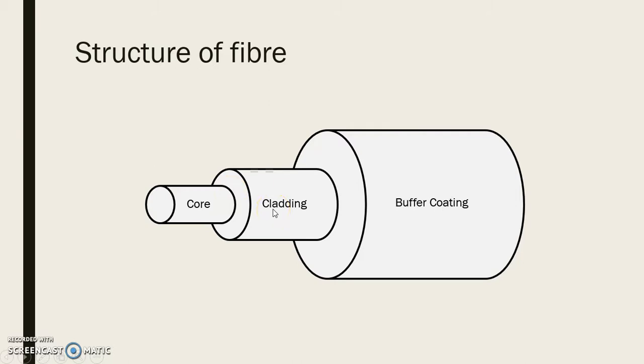Cladding is made up of dielectric material, either glass or plastic, and performs certain functions. The basic function is that it has to restrict the light within the core. It also adds mechanical strength to the core. And you have a buffer coating which provides extra protection for the signal.